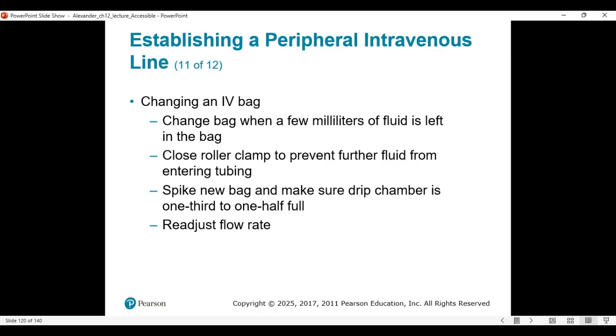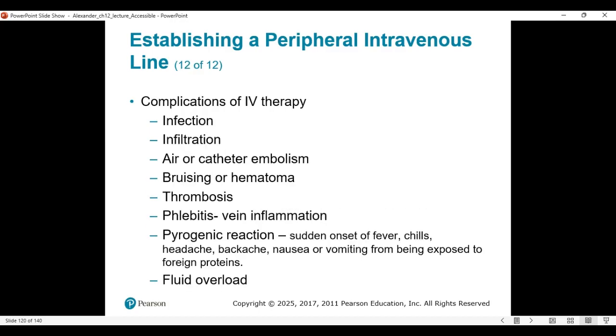So what if we have to change an IV bag? We're going to change the bag when it has a few mL left. We're going to close the roller clamp. We're going to spike a new bag. We're going to fill that chamber back up to 1/3 to 1/2 full, and then we'll readjust our flow.